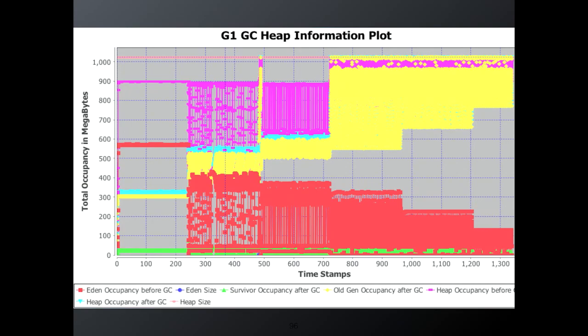Then I said, okay, let's take step one. Remove the nursery constraint. Keep the heap at 1 gig. Let G1 do its magic. Yes, it's a lot better, right? We see that the old generation is not having the issues, and the heap occupancy before and after GC is better. Still have a lot of evacuation failures.